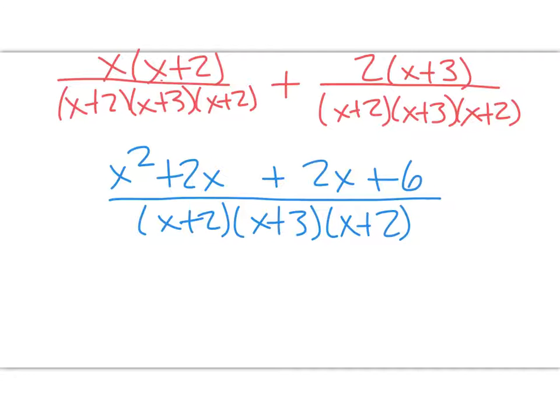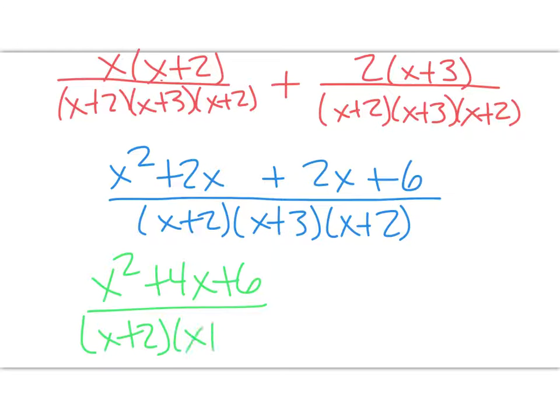Remember that multiplication is commutative, so it really doesn't matter what order those factors are in as long as they're all there. And no, you do not need to multiply them back out. You can leave them in the factored version. And so combining like terms in the numerator, well, that x squared's not combining with anything, but 2x plus 2x makes 4x, and then the 6 doesn't combine. And so we finish with x squared plus 4x plus 6 over x plus 2 times x plus 3 times x plus 2.